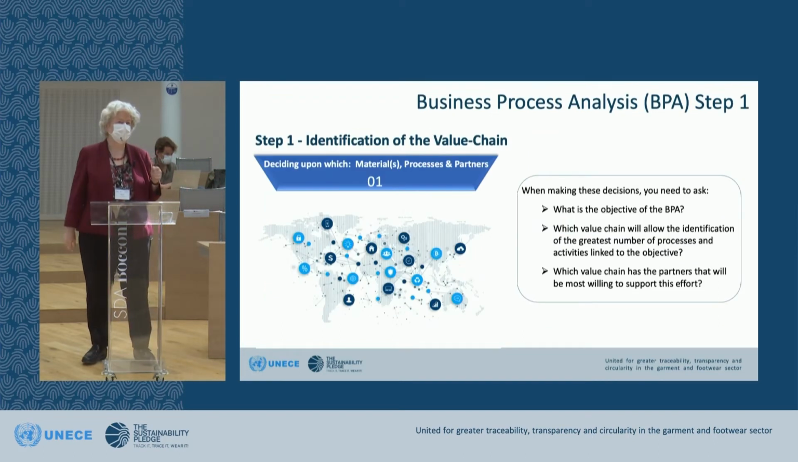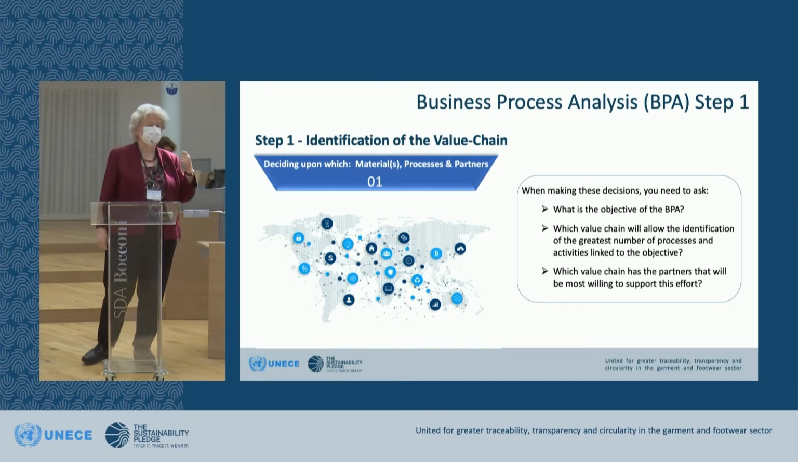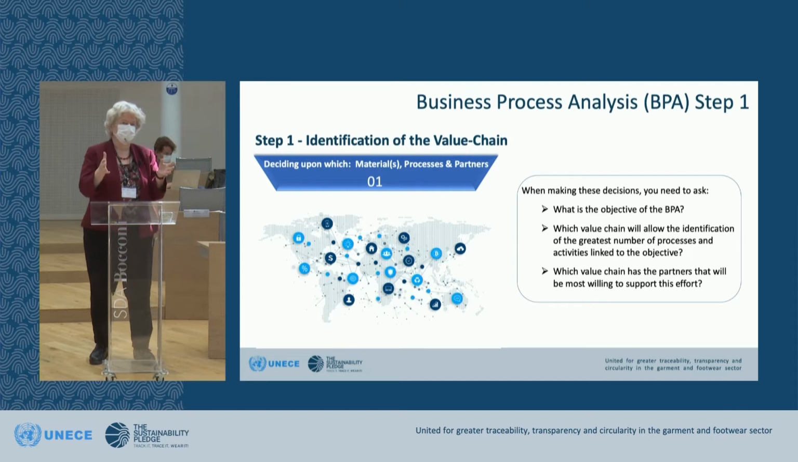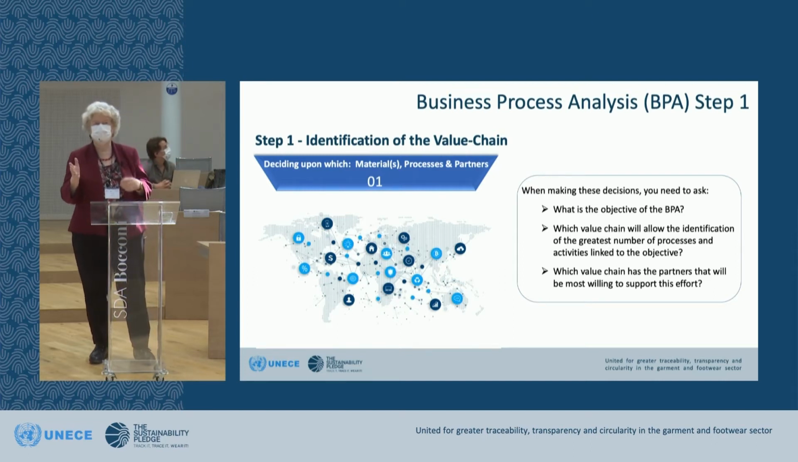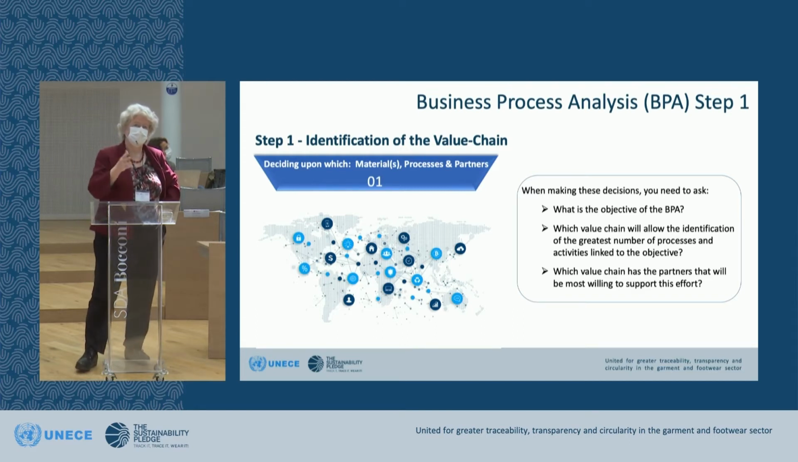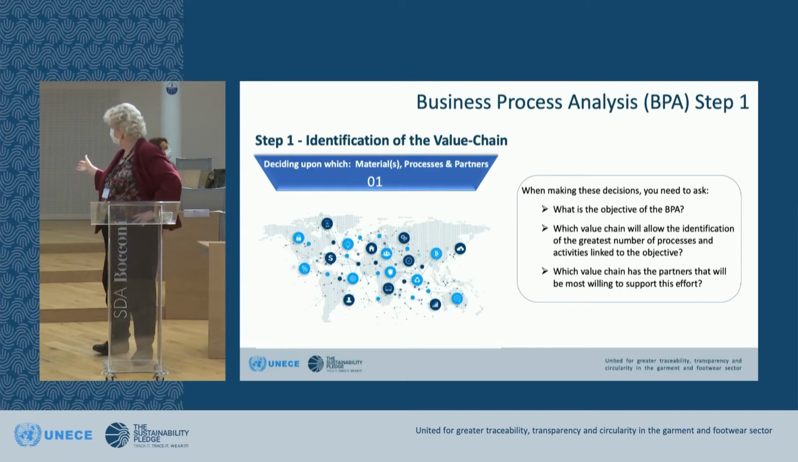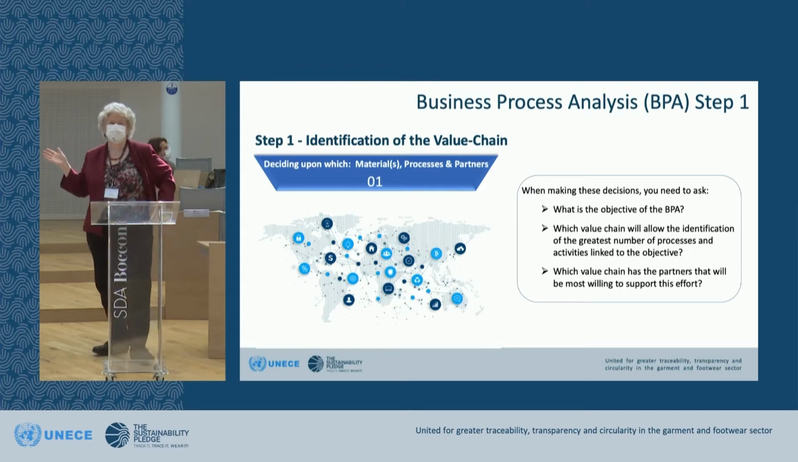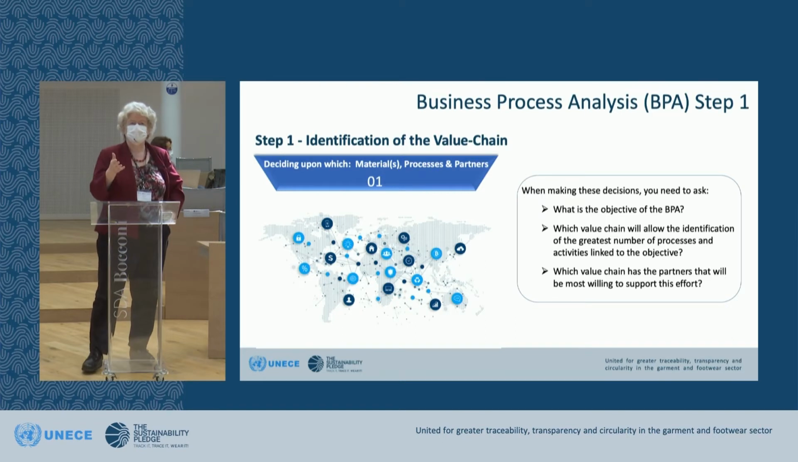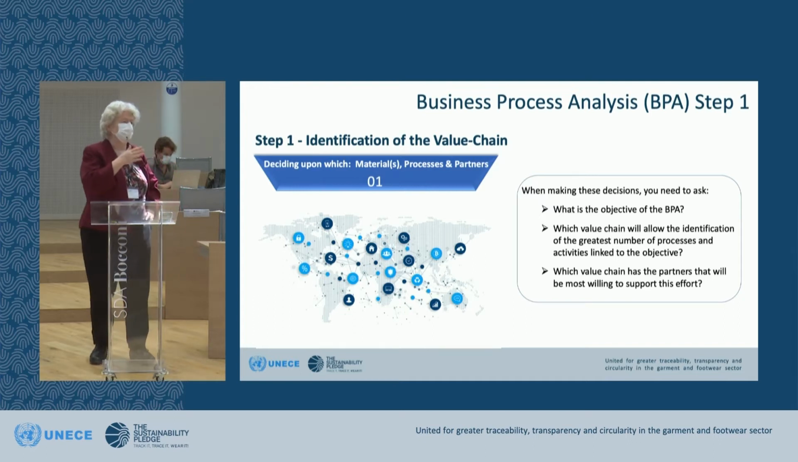So, the identification of the value chain that you want to document. Most businesses have more than one value chain, so you need to pick out exactly which one you want to document, and that will depend on the objective of the business process analysis, which will be determined by the claims that you want to make. Claudia Bernardino will talk a little bit more about that in the second part of this presentation.